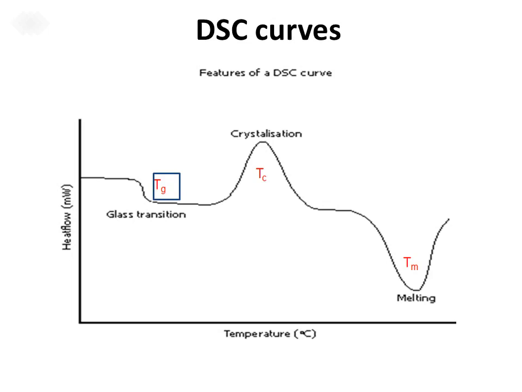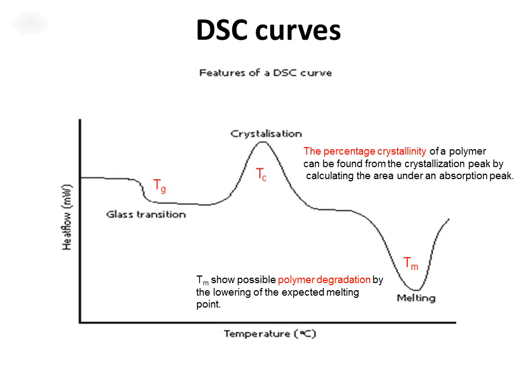The melting, crystallization, and glass transition temperature of the polymer is presented in this DSC thermogram. The change in Tm indicates that the polymer experiences degradation. The degree of crystallinity of a polymer can also be calculated from this crystallization peak by calculating the area under the peak. Finally, the flexibility of the polymer is determined from its Tg.